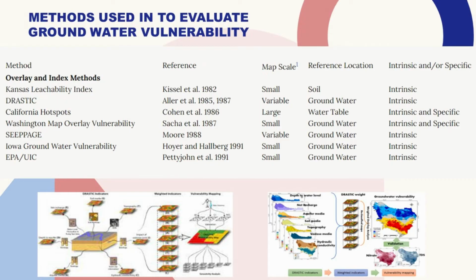Since this time, numerous methods have been developed for groundwater vulnerability assessment. They can be categorized into four groups. First, overlay and index-based methods. The second one is process-based simulation models. The third one is statistical methods, and last is hybrid methods. The index overlay method is the most widely used among the methods of groundwater vulnerability assessment because of simplicity in use, less data requirement, and clarity in description of the vulnerability.